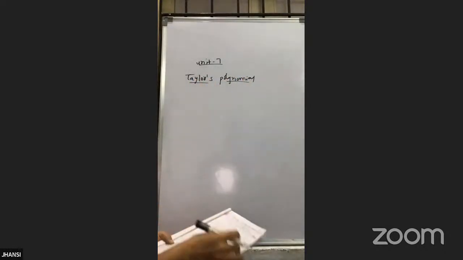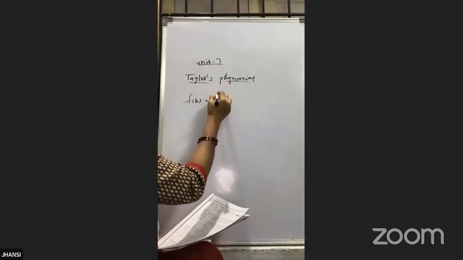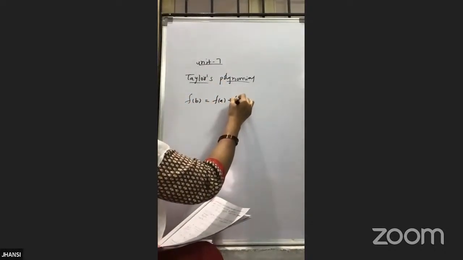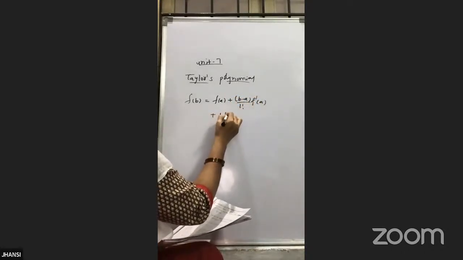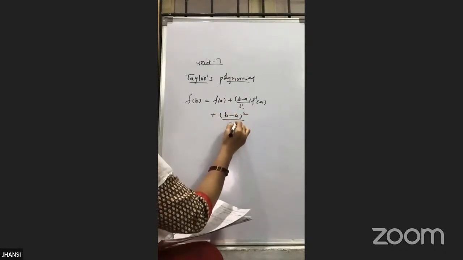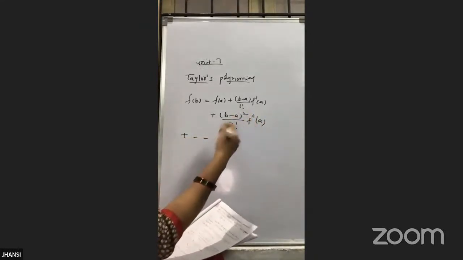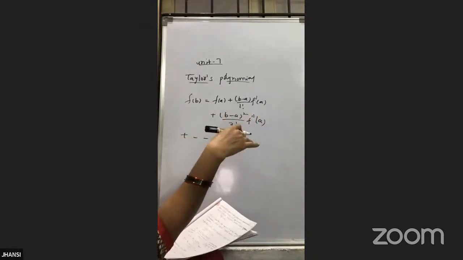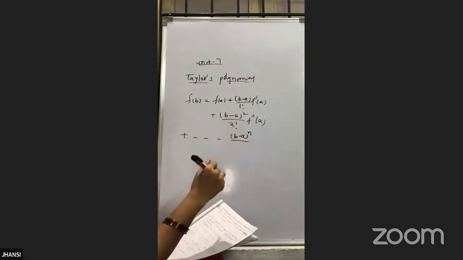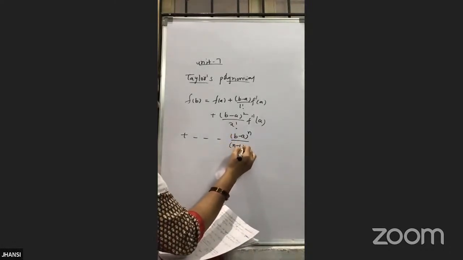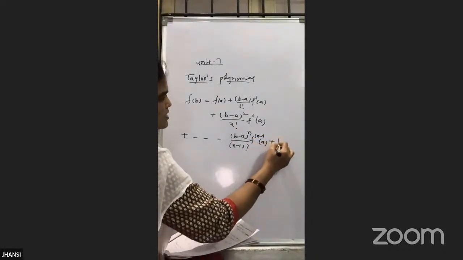Just see how you can write Taylor's theorem. That is f(b) equals f(a) plus (b minus a) by 1 factorial into f dash of a, plus (b minus a) to the power of 2 by 2 factorial f double dash of a. You can continue this, cube by 3 factorial, to the power of 4 by 4 factorial, like this you can go on. And at last we'll get (b minus a) to the power of n minus 1 by (n minus 1) factorial f to the power of n minus 1 of a, plus Rn.